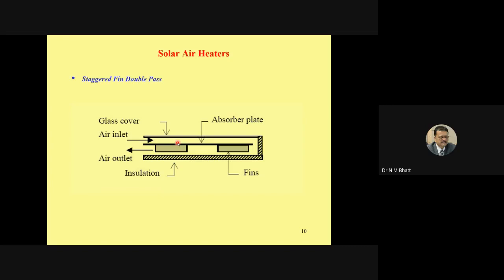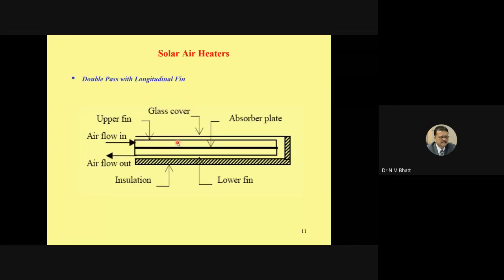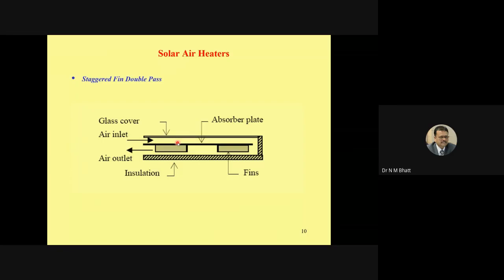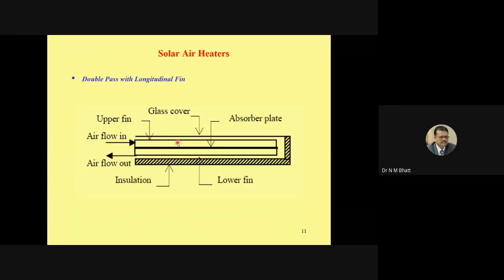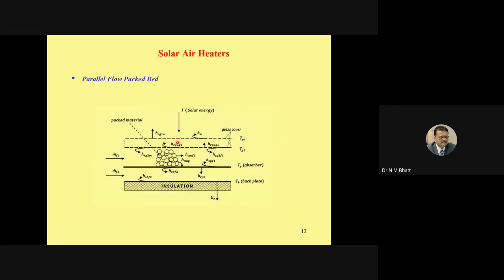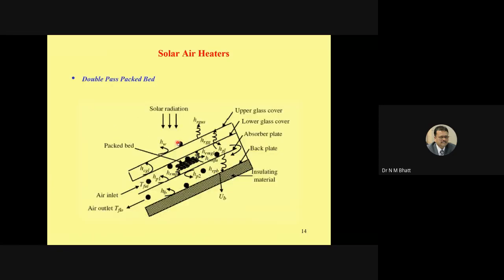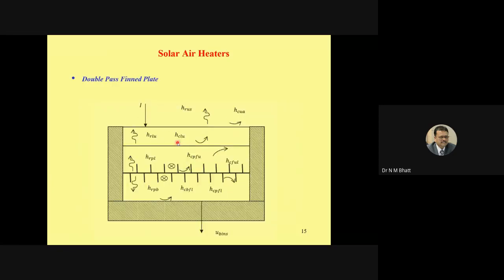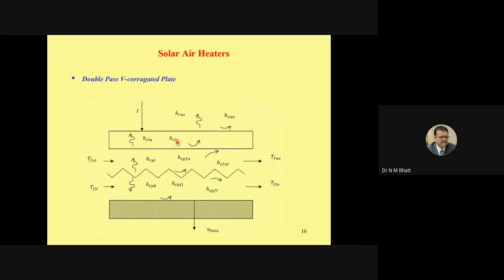So this is fin, this is longitudinal fin, and of course you can get a staggered fin, longitudinal fin, porous media, packed bed. This is also one of the packed bed designs. This is fin in upper and lower both the parts, and this is corrugated plate.